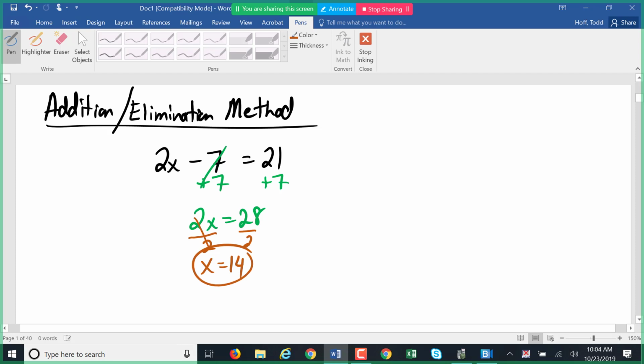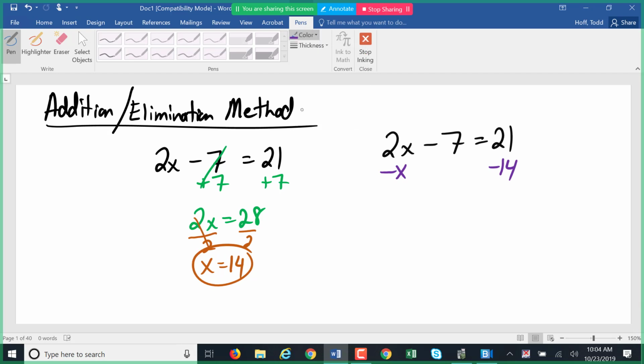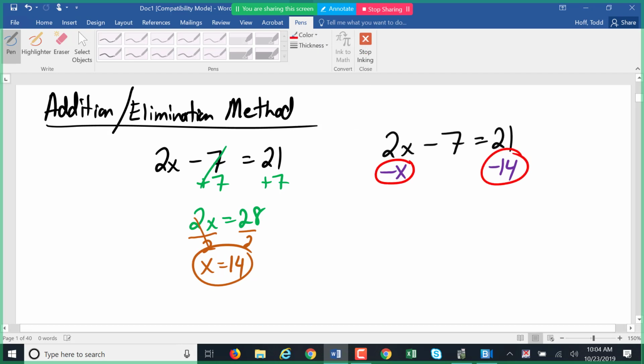Now, if we knew x equals 14, I could have subtracted x from one side and 14 from the other. I am still technically subtracting the same thing from both the left and the right side of the equation. It's in a different form, but since x equals 14, they're the same value. So 2x minus x is just x, minus 7 is still there. 21 minus 14 is just 7. What I have here is an equivalent equation. I add 7, x equals 14. So I haven't altered that equation.